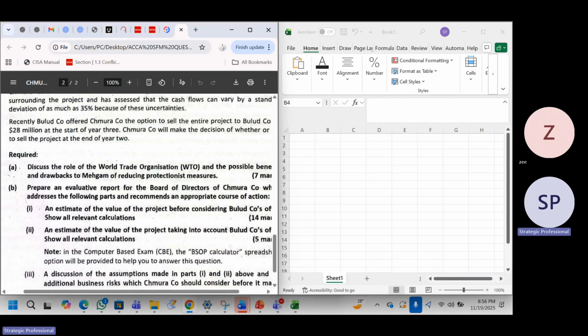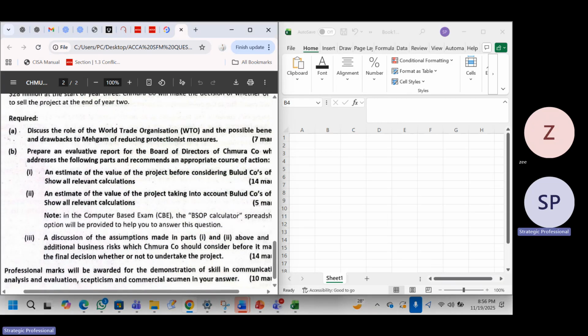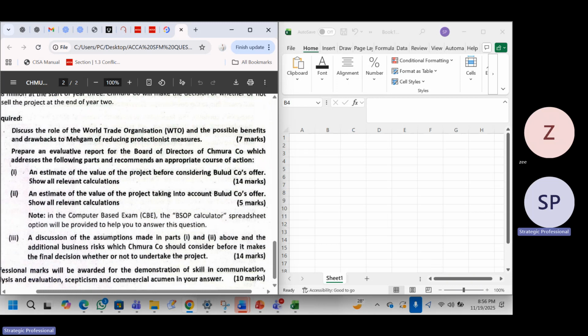Move on. Now, B, they told us: prepare an evaluative report for the board of directors of Chumraco, which addresses the following parts and recommends an appropriate course of action. One, an estimate of the value of the project before considering Bulut's counter-offer. Show all relevant calculations. Two, an estimate of the value of the project taking into account Bulut's counter-offer. Now, they said in 3, a discussion of the assumptions made in 1 and 2 above, and the additional business risks which Chumraco should consider before it makes the final decision. So those are the requirements.